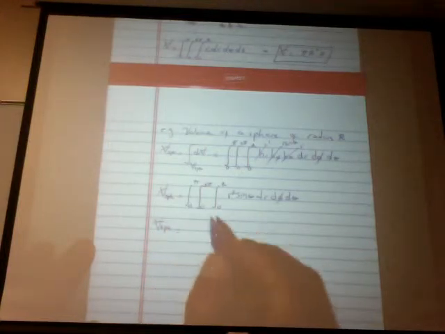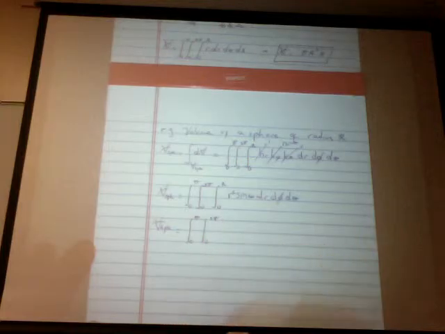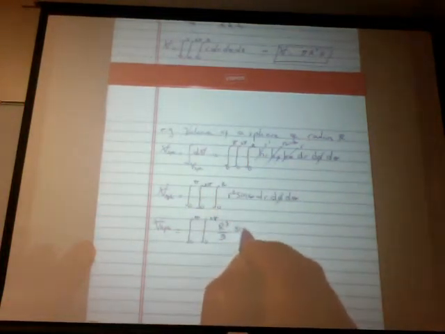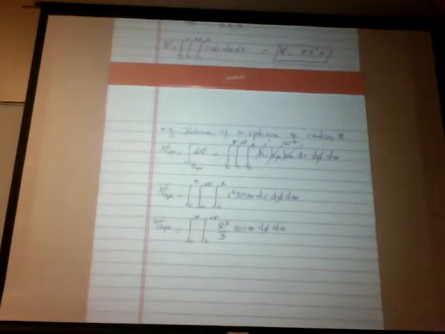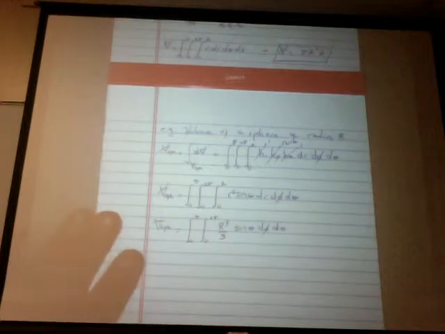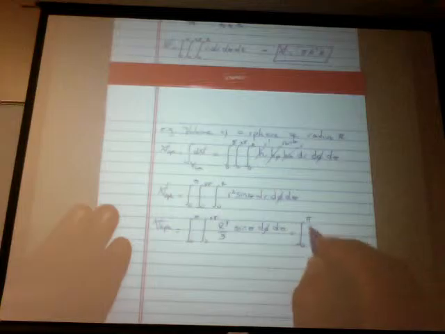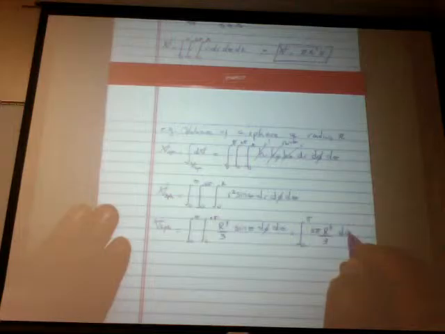So we can do this in steps. Integral of r squared, that would be r cubed over 3, evaluated between 0 and r, times the sine of theta d phi d theta. There's nothing there that's a function of phi, so this will be the integral from 0 to pi of 2 pi r cubed over 3 d theta. Oops, forgot the sine. Sine of theta d theta.